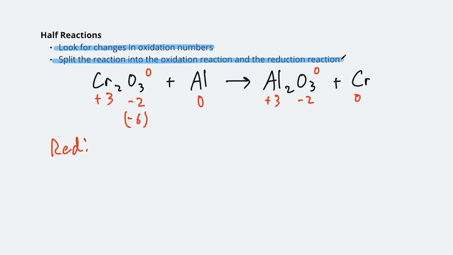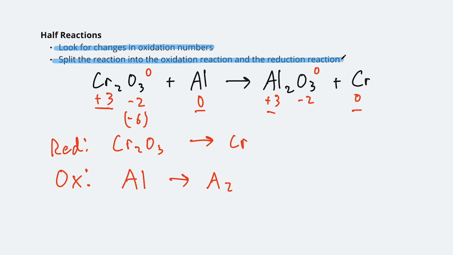And you can see that chromium goes from +3 to 0. So that means that the reduction half reaction would have to be the molecule that got reduced, which is the chromium oxide, turning into just the chromium that is by itself. So then the oxidation should just be whatever's left, but let's double check that. The aluminum goes from 0 to +3, so then our oxidation half reaction is aluminum going into the aluminum oxide molecule.